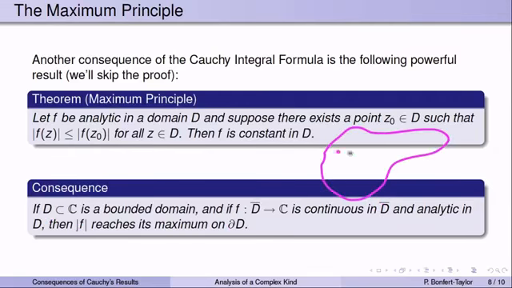So here's this D, and f is analytic in D, but still continuous on the boundary. We know, since D is a bounded domain, and f is continuous on the boundary and the domain itself, that f must have a maximum somewhere. It can't occur on the inside, so it has to occur on the boundary.